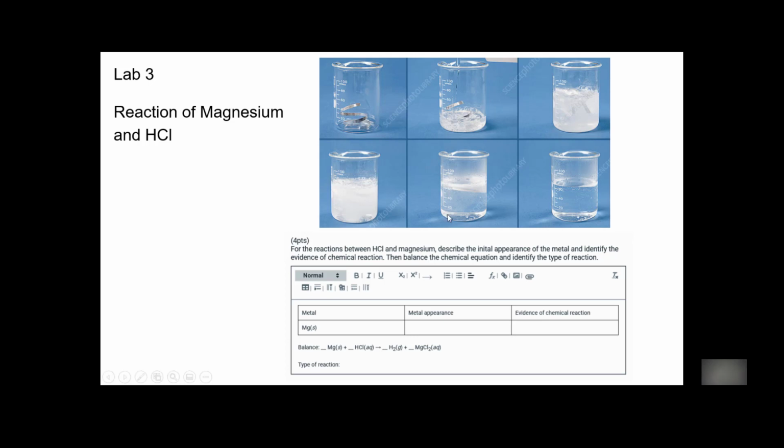And then all of a sudden you see the metal is gone and no more bubbles are coming off. That means the reaction's done. So if you see here, you start out with the metal, but you don't have a metal anymore. What's produced is hydrogen gas. That's what all that bubbling was. And now you have magnesium chloride.